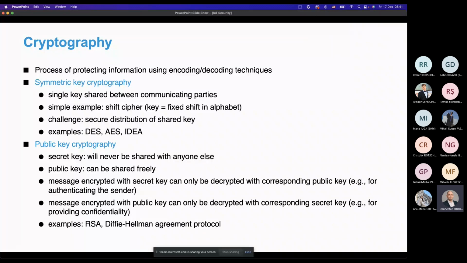You might find this in the literature. Any message that is encrypted with the secret key, or the private key, can only be deciphered using the corresponding public key. So this can be used to authenticate the identity of the sender and to give a certain confidentiality aspect to the communication, through the fact that any message encrypted with the public key can only be deciphered using the corresponding secret key. So you can have this protocol actually provide you a high degree of confidentiality through this.